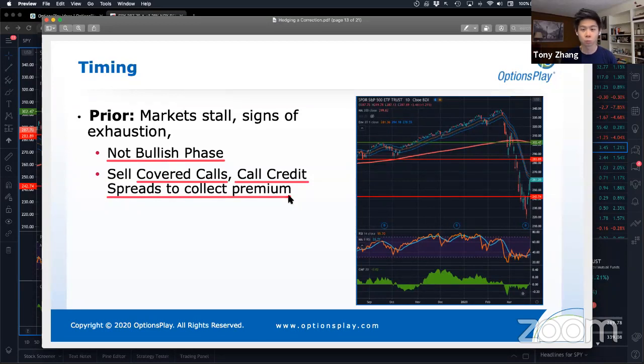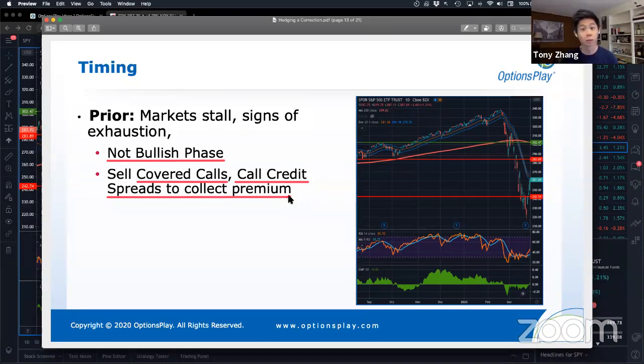How can you pay for those puts? You have to collect premium when you're no longer bullish on the markets, because markets can stay in this not bullish phase for months at a time, as we have seen many times. I would say the beginning of January of 2020 is when we started to feel that the markets were no longer bullish. Corporate earnings were no longer growing as we were expecting. Corporate profits were no longer growing. So we were in this phase of not being bullish.